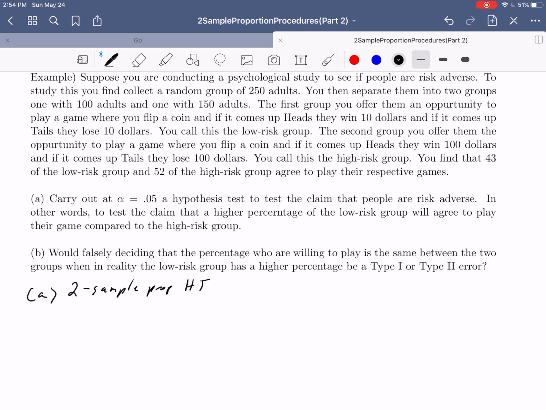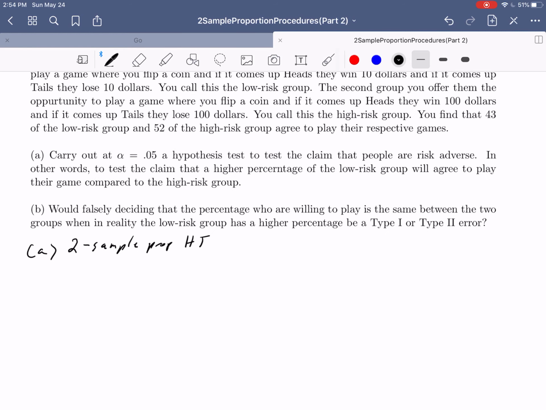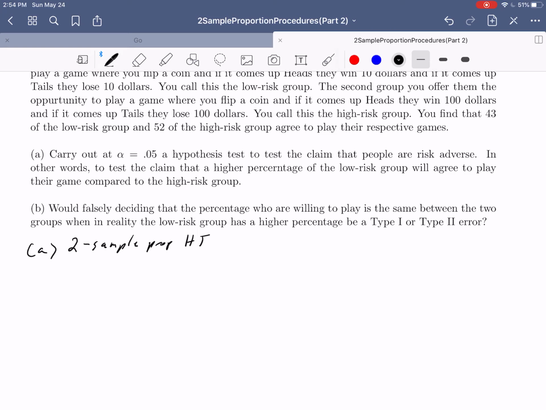And of course, again, the categorical variable that we're looking at here, whether or not they're willing to play their particular game, it is a binomial or Boolean categorical variable because people are either saying, yes, I'm willing to play, or no, I'm not. All right, so let's go ahead then and talk about what the hypotheses are going to look like. So the null hypothesis, whenever we're doing one of these two-sample proportion hypothesis tests, is that the percentages or the proportions are going to be equal. So we'll say that the proportion for the low-risk group, because we have information about them, is going to be equal to the proportion for the high-risk group.